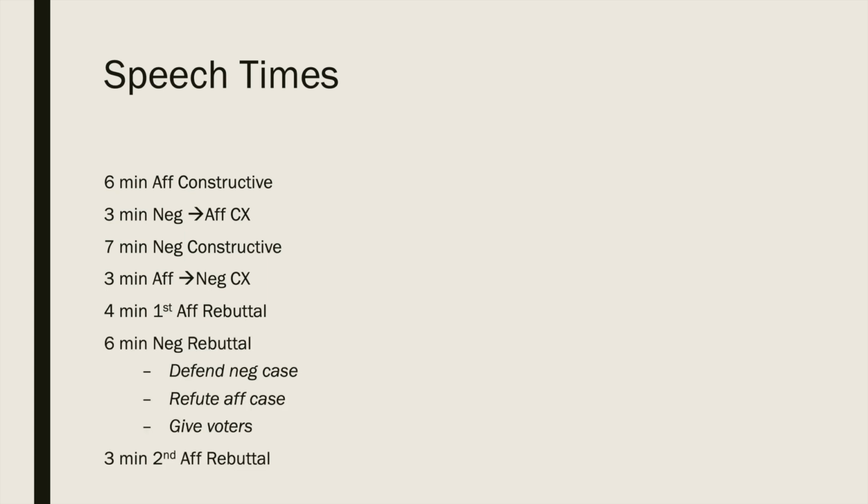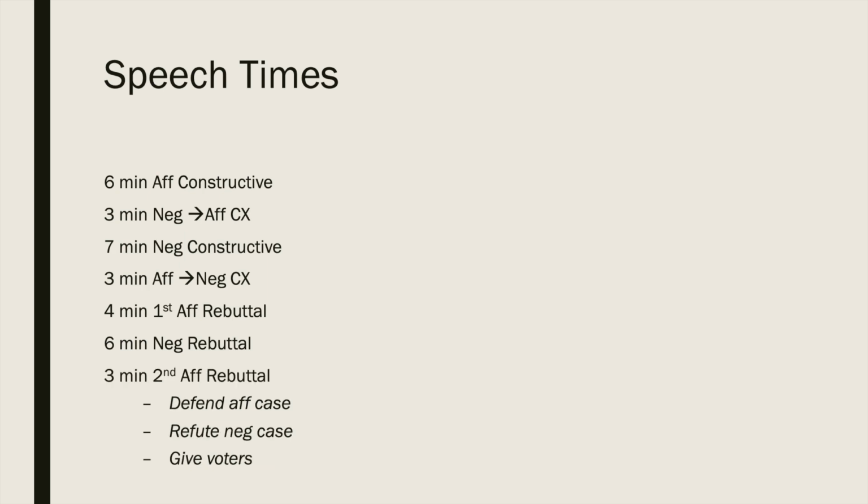And then the 6-minute negative rebuttal is going to defend the neg case against the arguments made in the first affirmative rebuttal, refute the AF case by extending and reiterating the arguments against the AF case that were made in the 7-minute negative constructive, and then give voters, or the basic reasons why the neg is winning the round and why the judge should vote for them, hence the name voters.